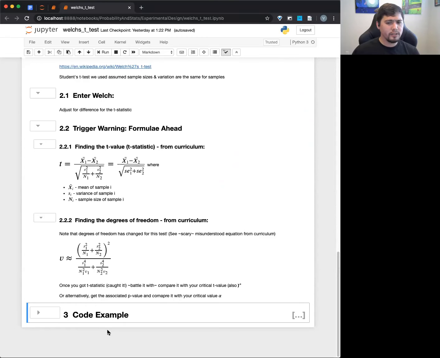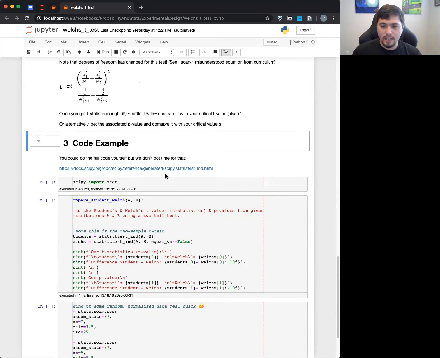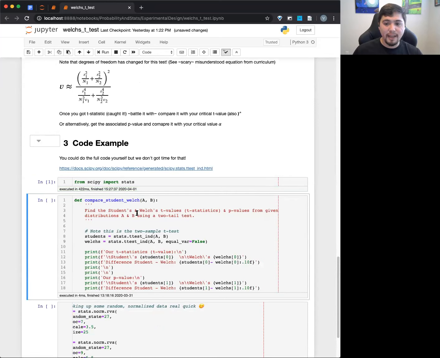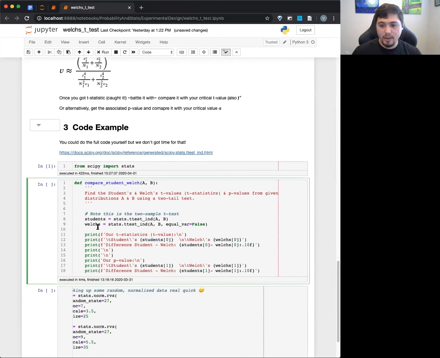All right, I think we're going into some code then, right? Yeah. So let's check this out. I'm going to use SciPy stats because I like SciPy. I'm basically going to make this little function here to compare Student's t-test and Welch's t-test with these two distributions, A and B, which I'll create later.